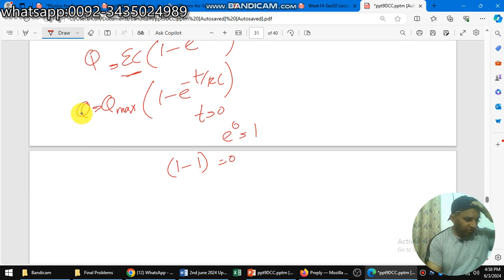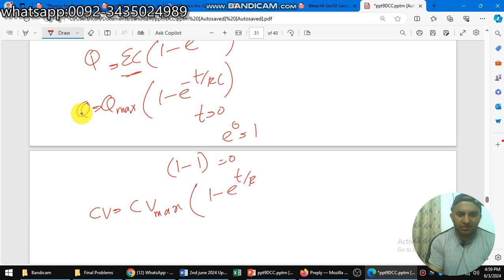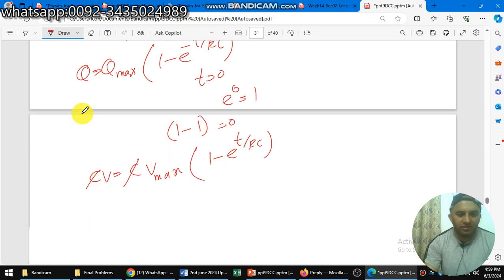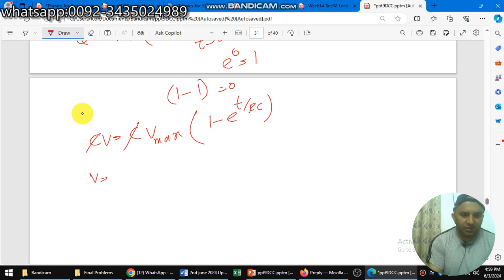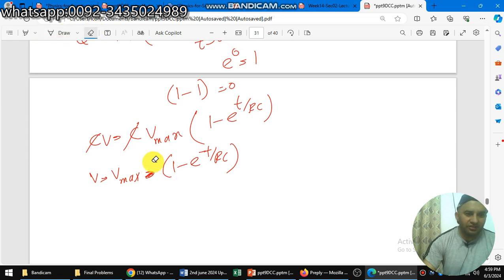We can find the potential by using the formula Q is equal to CV. So from Q we can find V: CV is equal to CV maximum times (1 − E power −T over RC). So the C will be cancelled. So V is equal to V maximum times (1 − E power −T over RC). So this is the potential that is developed.